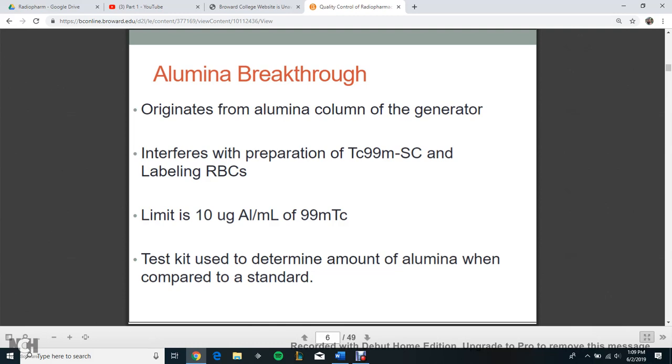red blood cells. The limit is 10 micrograms per ml of Tech. A test kit is used to determine the amount of alumina when compared to a standard.